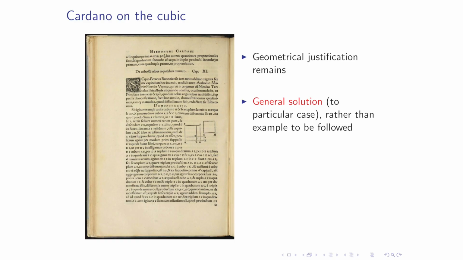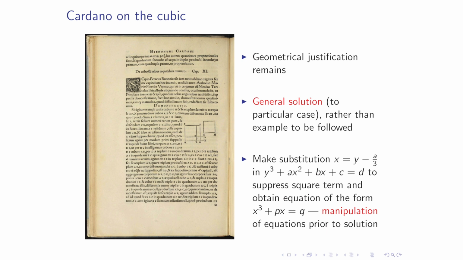And there's also something else that's going on here. So I've already mentioned that in a cubic you can always suppress the square term. Well, Cardano's doing that. And so it's sort of interesting that he's not simply diving into equations and setting out to solve them. He's thinking about how you might manipulate them prior to solving them in order to put them into a more amenable form. And so this is something slightly new going on here.